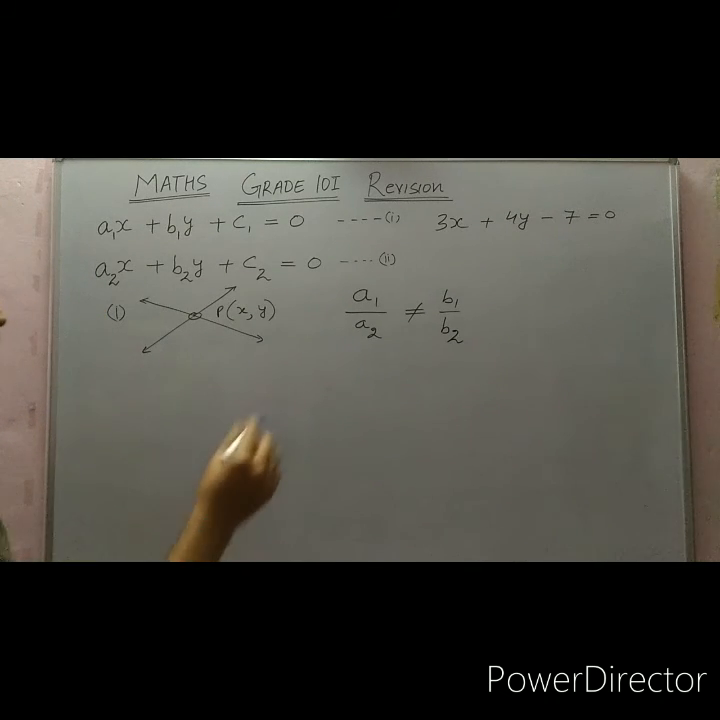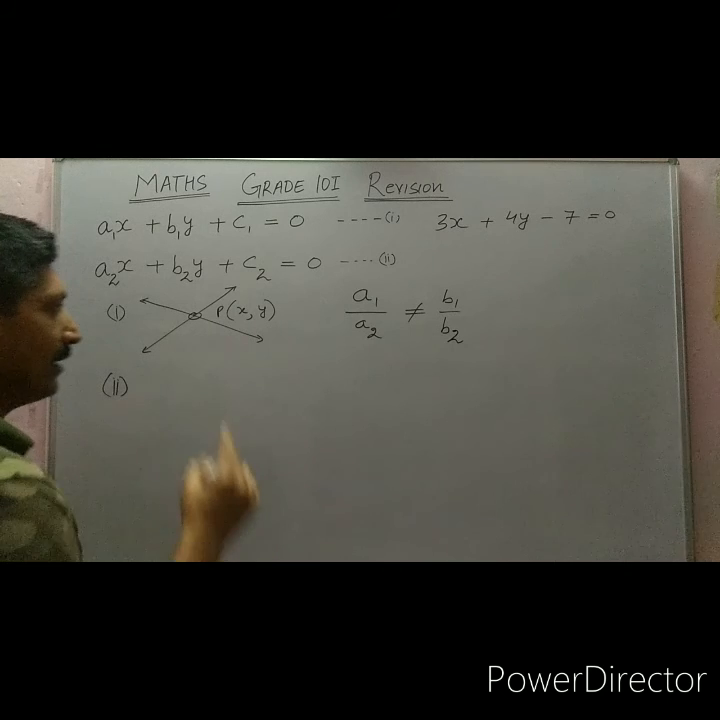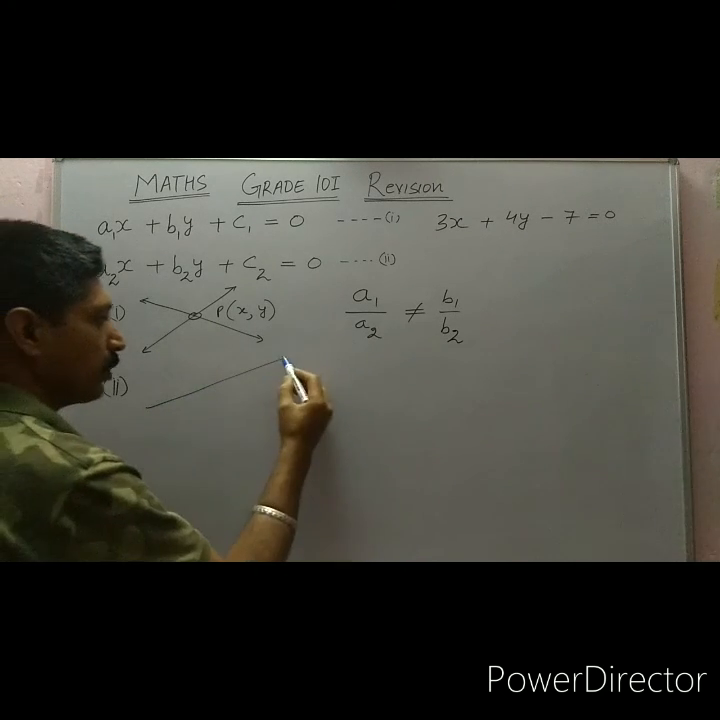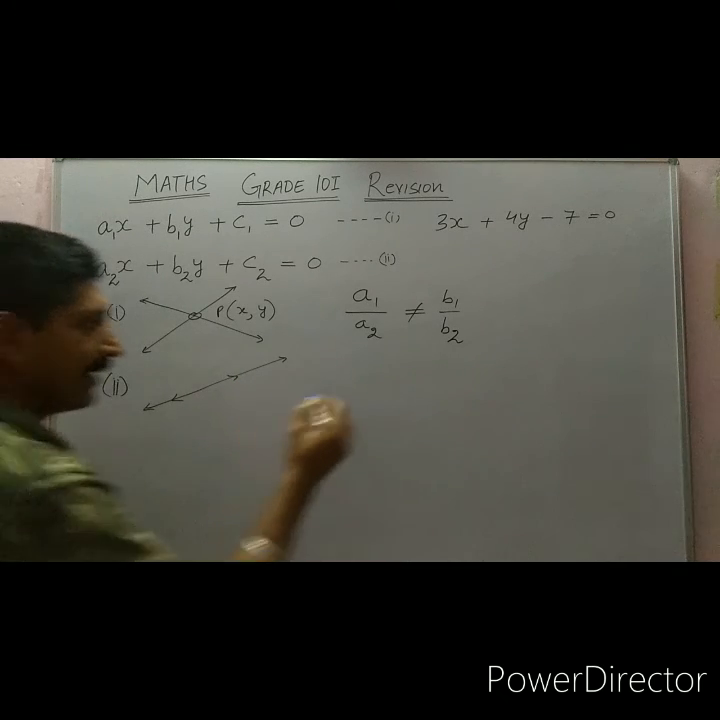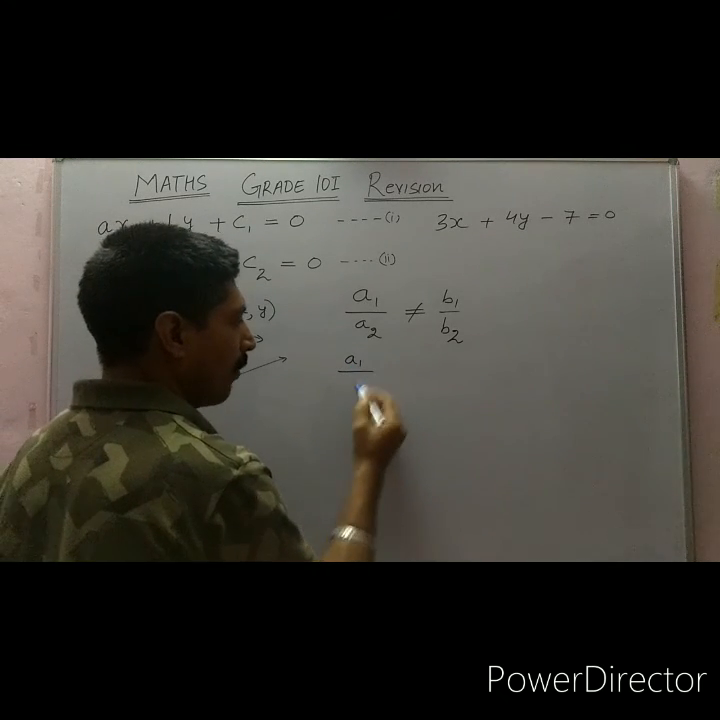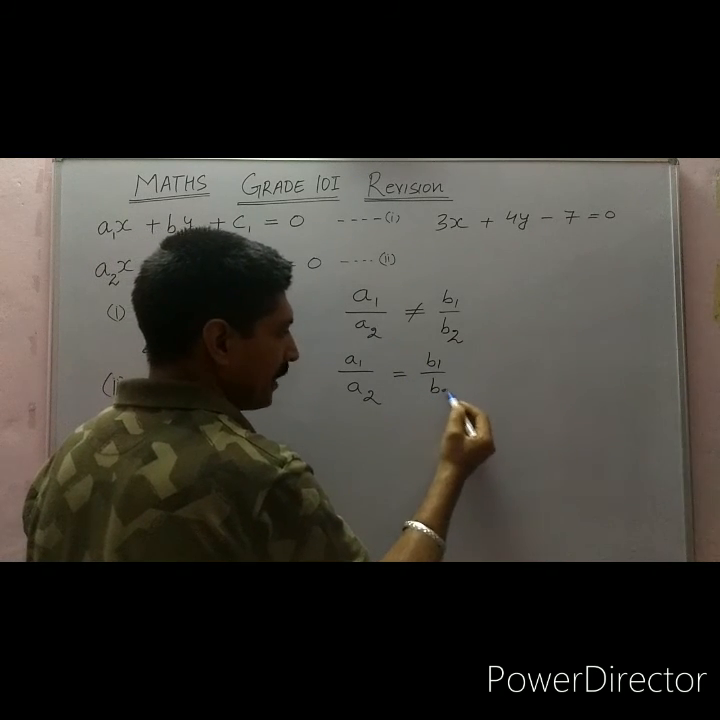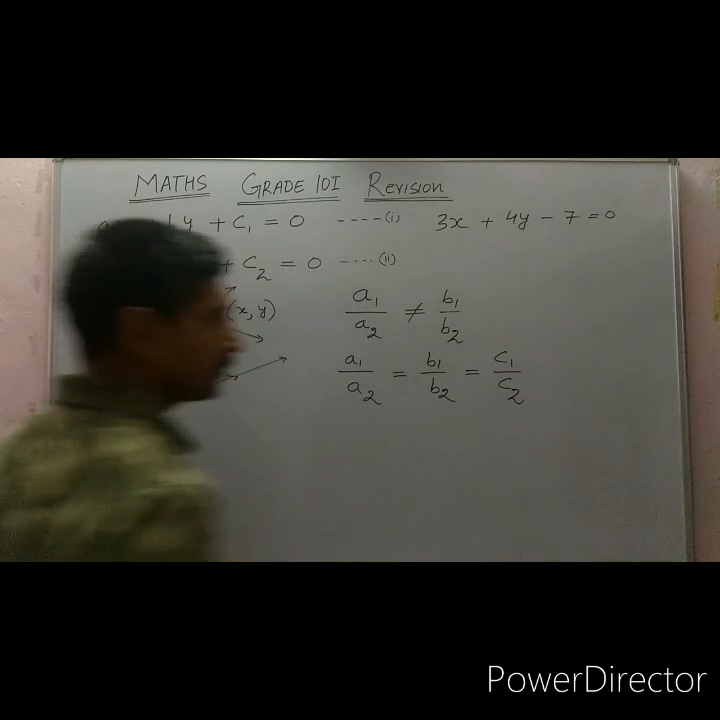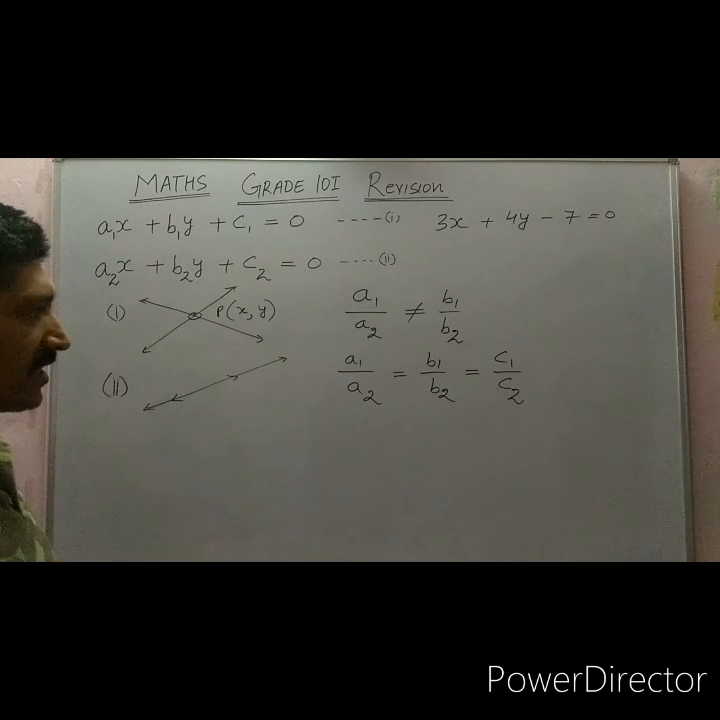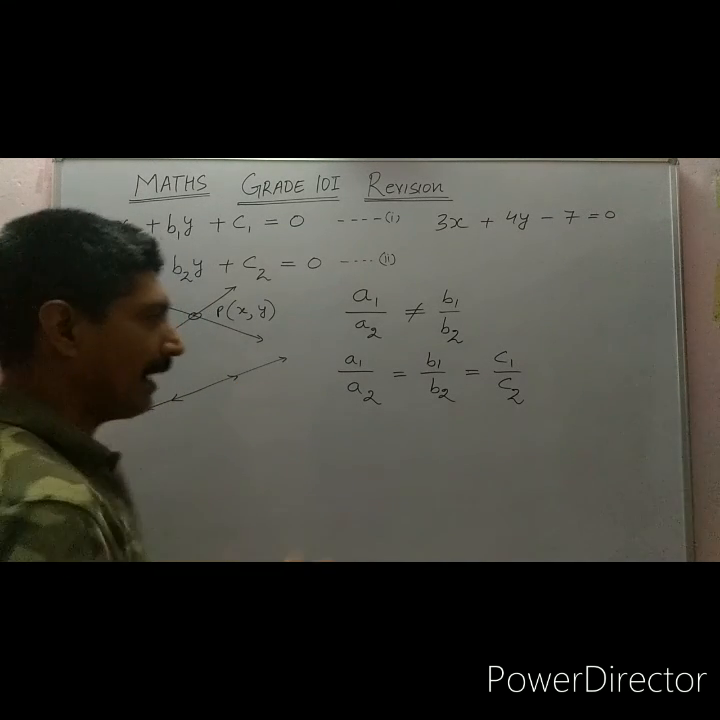Here we have the second condition, when both equations overlap each other. In that case, we have a1 upon a2 is equal to b1 upon b2 is equal to c1 upon c2. So in this case, the two lines of the simultaneous equations overlap each other.